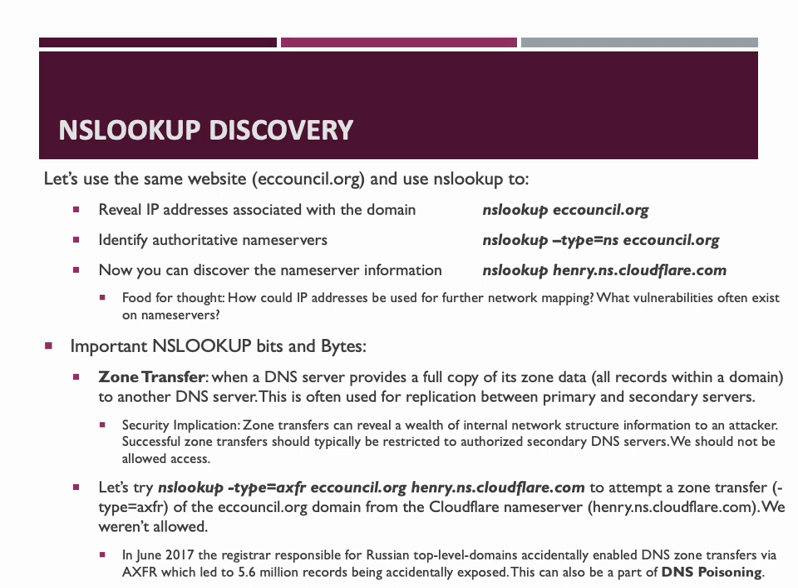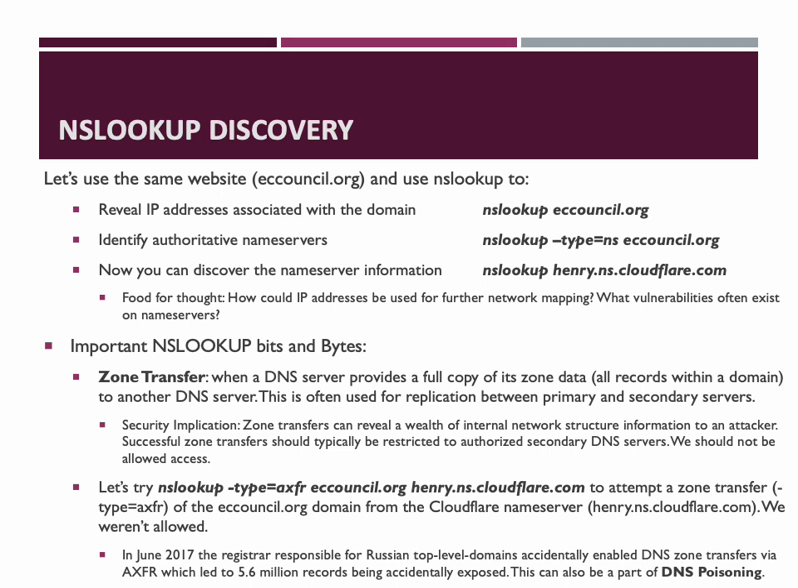A zone transfer is when a DNS server, that's a domain name server, provides a full copy of its zone data, which is all records within a domain, to another DNS server. Zone transfers are often used for replication between primary and secondary servers, just in case something goes down, or you're changing from one group to another, different contracts or whatever it is. But there's a security implication: zone transfers can reveal a wealth of internal network structure information to an attacker.